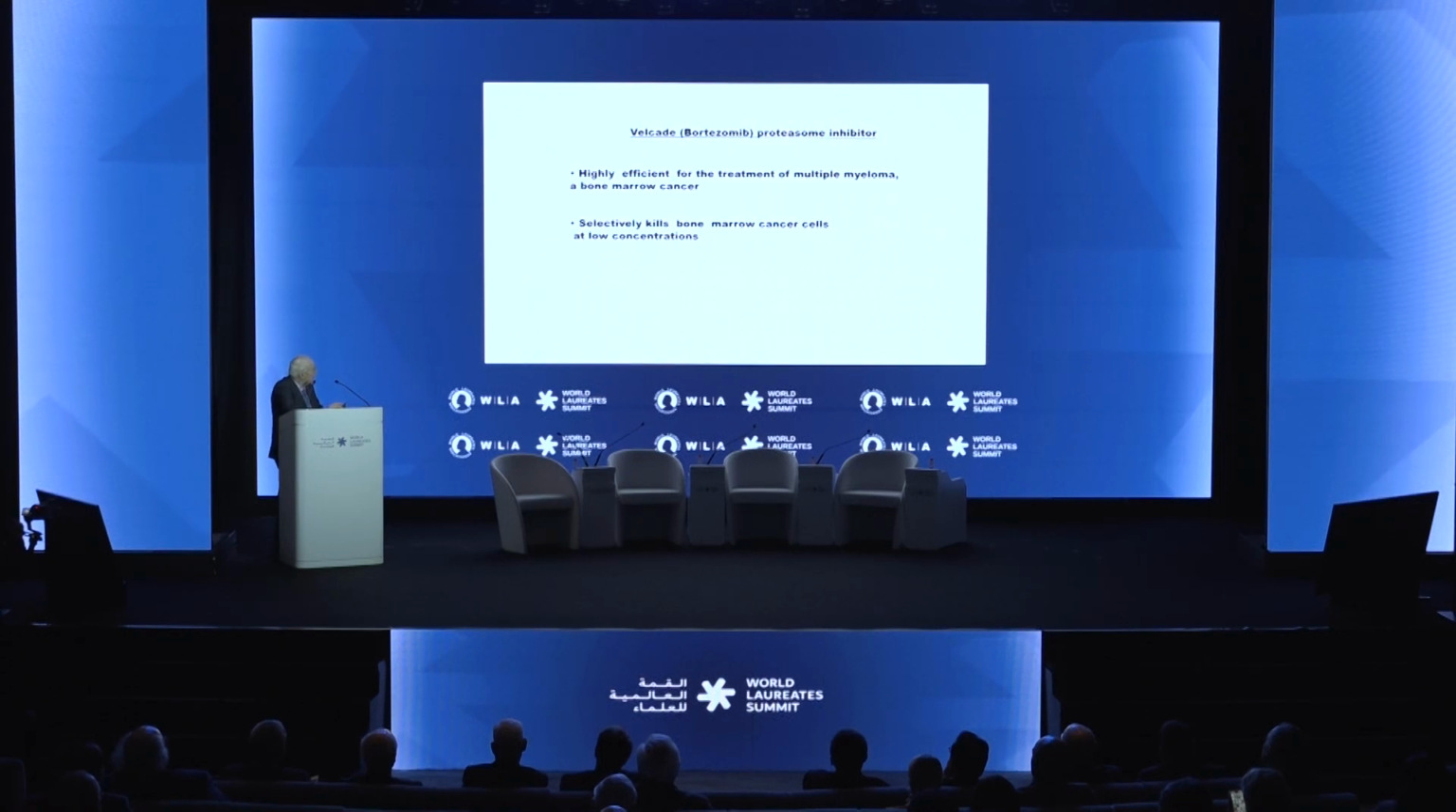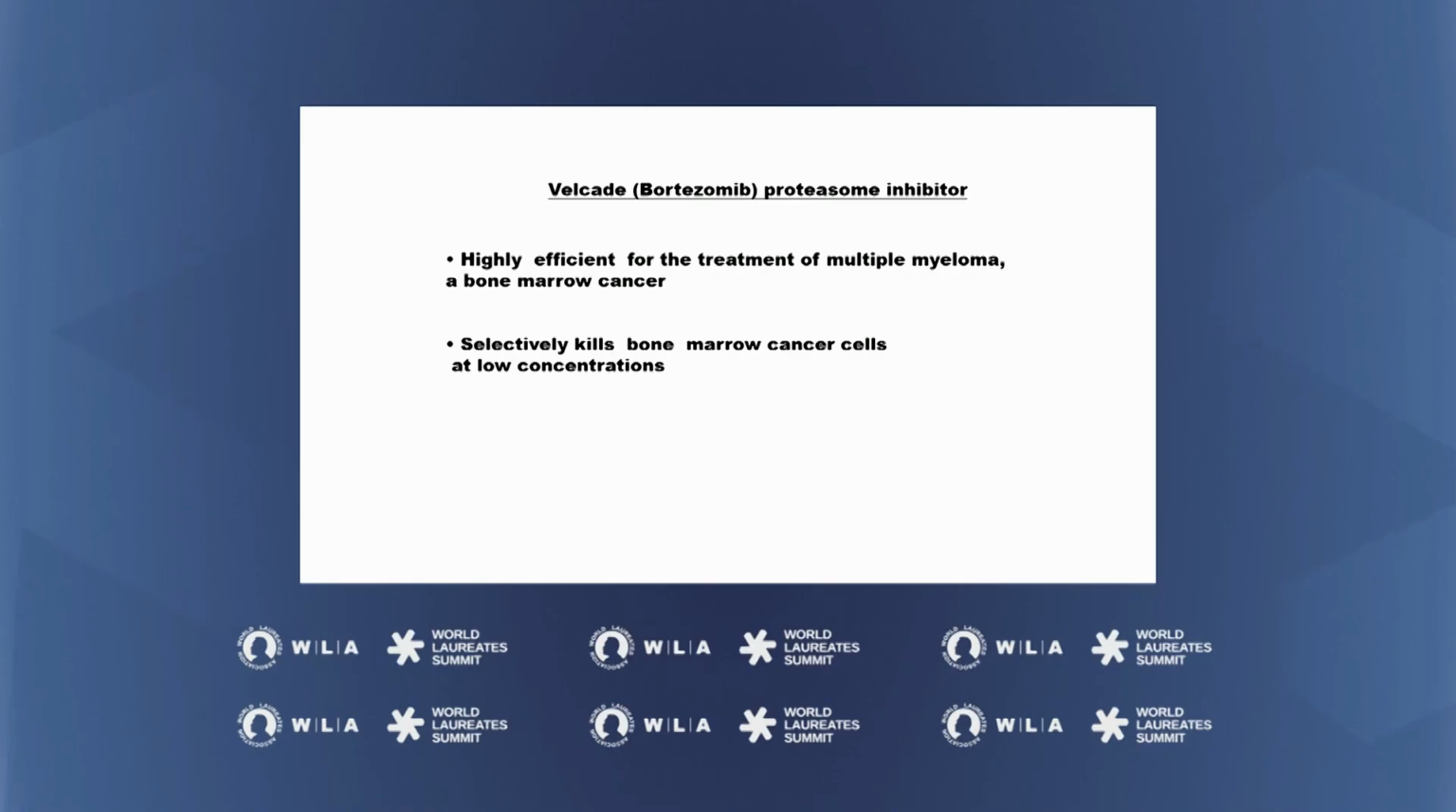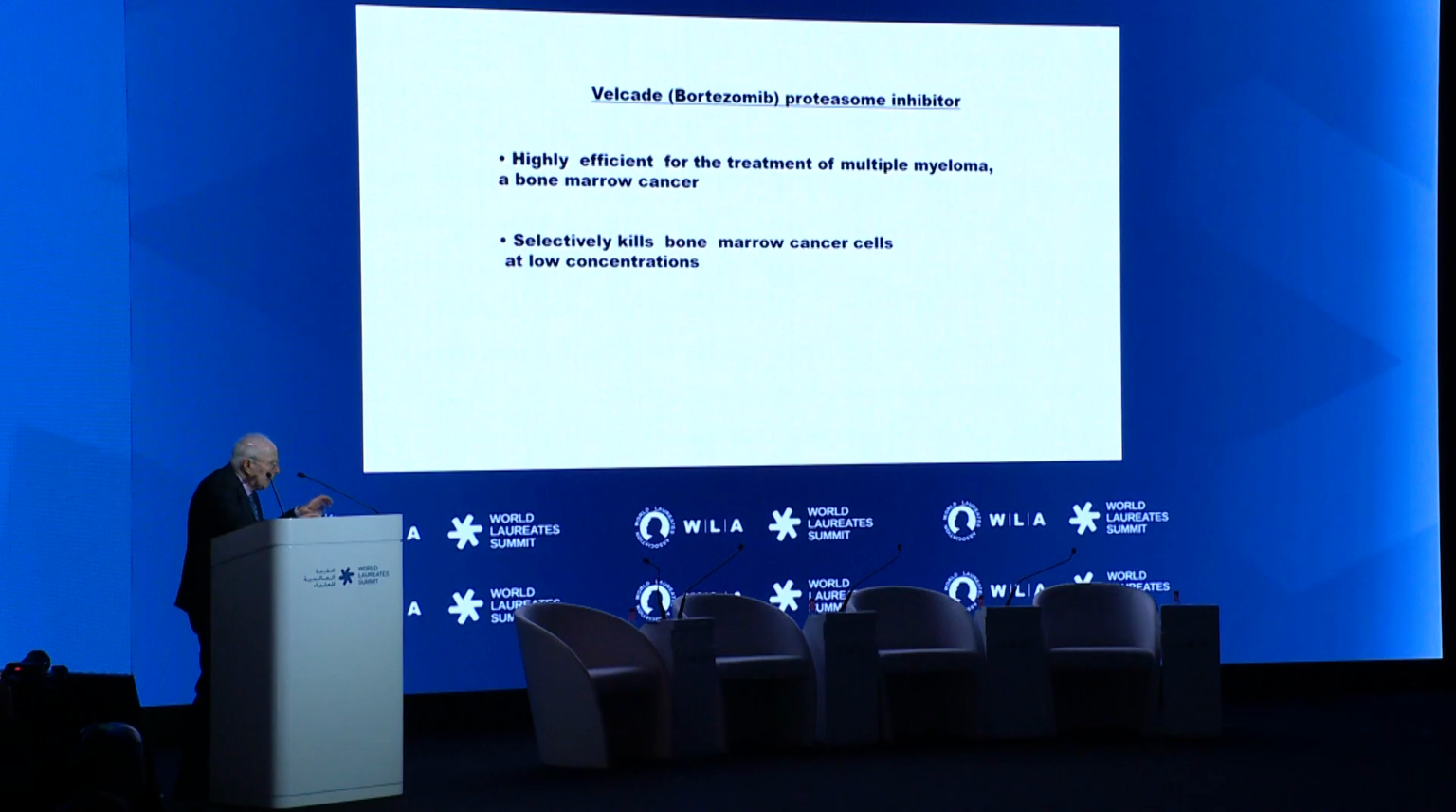The first drug was a proteasome inhibitor called bortezomib, or Velcade, which turned out to be highly efficient in the treatment of multiple myeloma, a bone marrow cancer. It selectively kills bone marrow cancer cells at very low concentrations, so it is a highly targeted drug against this disease, and it actually benefited people with this disease greatly. Together with some other drugs, it made a revolution in the treatment of this awful disease and allowed people to live a more normal, healthy life.